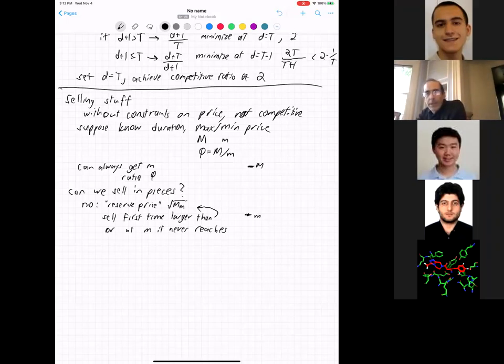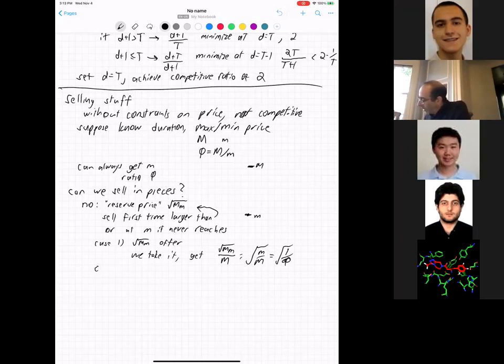So how do we analyze the performance of this algorithm? Well, case one, there's an offer for root mM, right? Well, we'll take it. And so we will get a ratio of square root of mM divided by the best possible price, which can be written as the square root of m over M, which is equal to the square root of 1 over phi, right? So we get that root phi ratio.